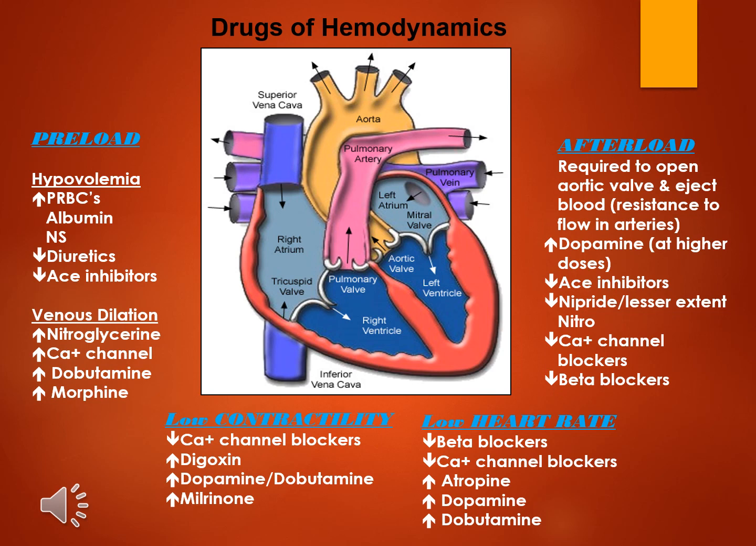With afterload, we're looking at the force required to open up the aortic valve and eject blood, or the resistance to flow in the arteries. So things like increasing dopamine, decreasing ACE inhibitors, nipride, decreasing calcium channel blockers, and decreasing beta blockers will also help with our afterload. I know this slide has a lot of information on it. As we go through the semester and start talking about some of these, hopefully they will make more sense to you.